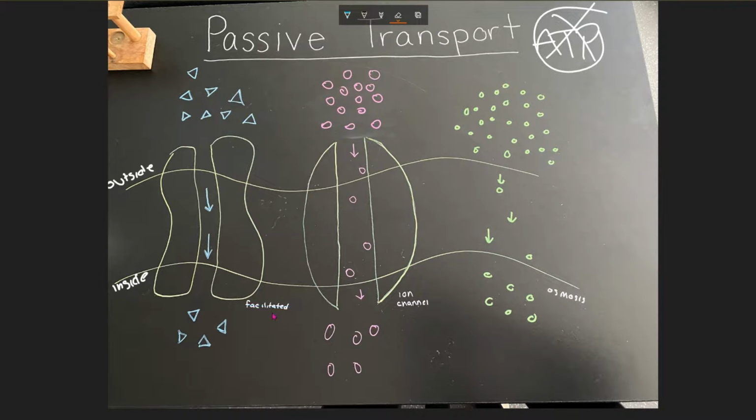Facilitated diffusion works by carrying molecules through this channel and into the cell, and it is carried by proteins found in the membrane. So one of these proteins again is the carrier protein. And as the name implies, it is going to be carrying these molecules into the cell. And again, no ATP is required because it's moving along a gradient.